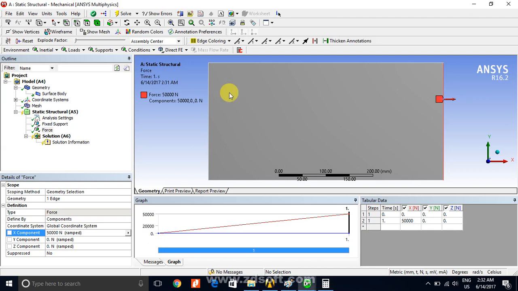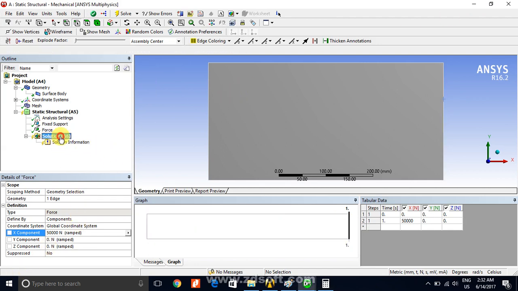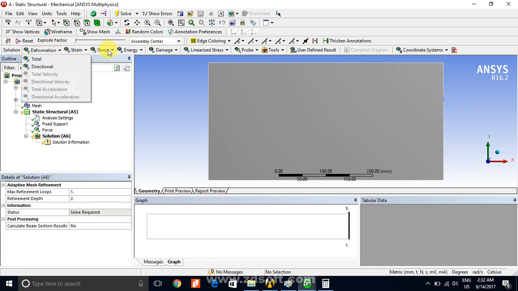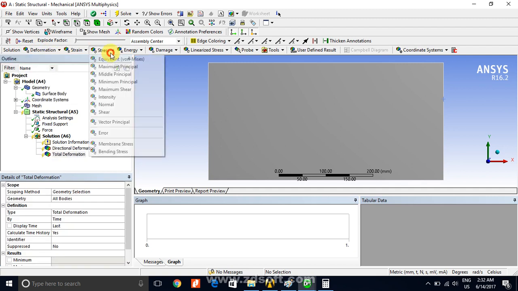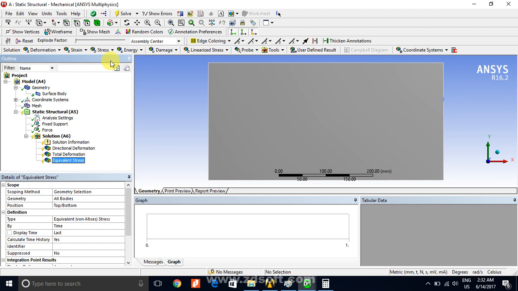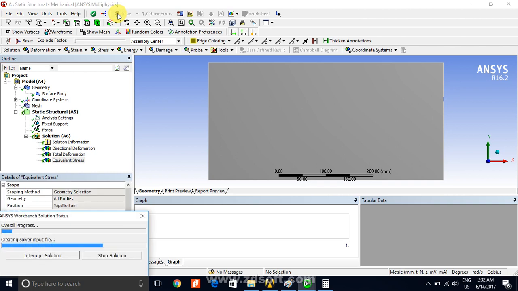Now let us see. We have applied this amount of force, and we are looking at the equivalent von Mises stress. You would be knowing what equivalent von Mises stress is. Equivalent von Mises is the square root of (sigma 1 minus sigma 2) whole square plus (sigma 2 minus sigma 3) whole square plus (sigma 3 minus sigma 1) whole square, all multiplied by 1 by root 2.